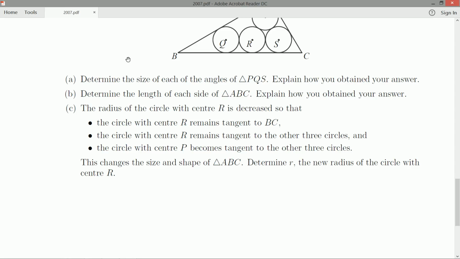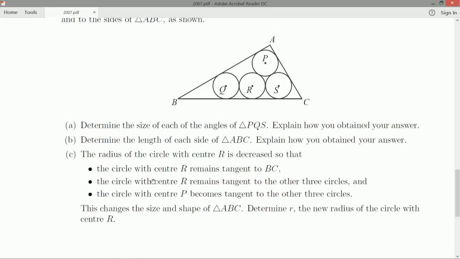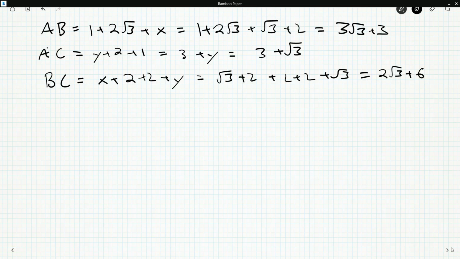Alright, now the C part, and this is the one where I think I need to draw up the picture quite well, so we're just going to reread it. The radius of the circle with center R is decreased so that circle with center R remains tangent to BC. Let's draw this as we go. I'm going to flip the page just because I feel like I'll need more space. So I'll make my BC quite big.